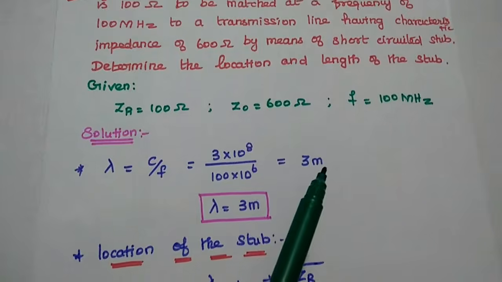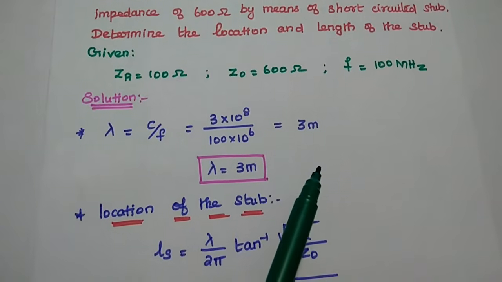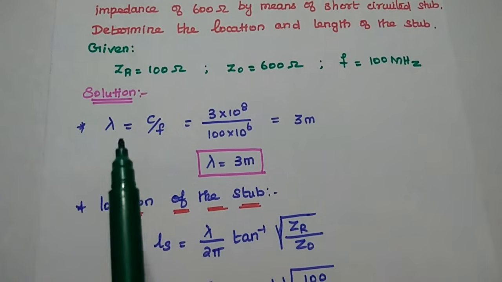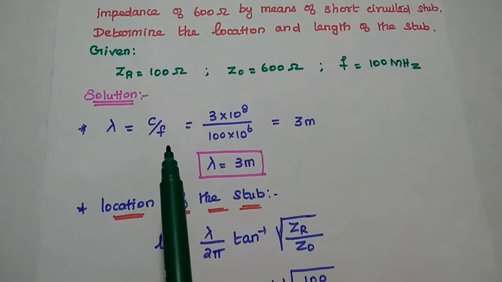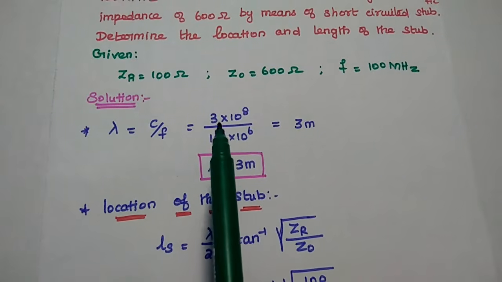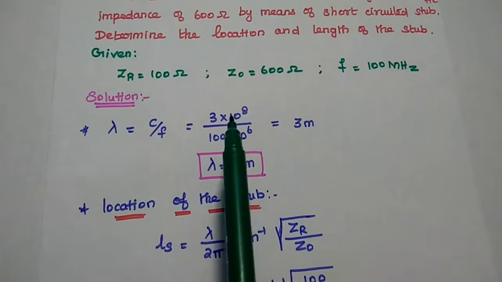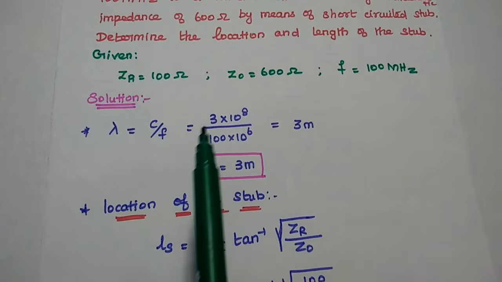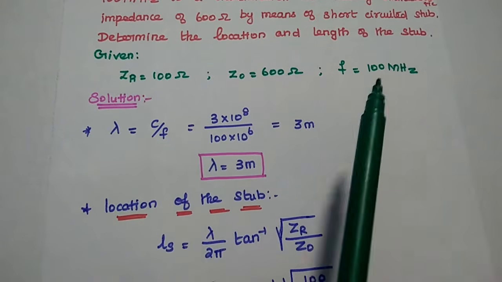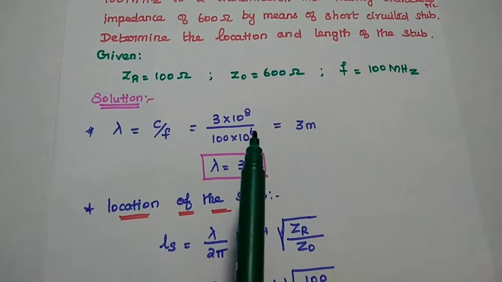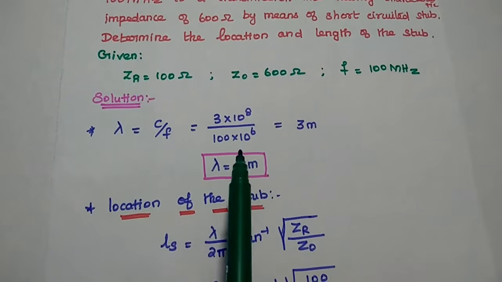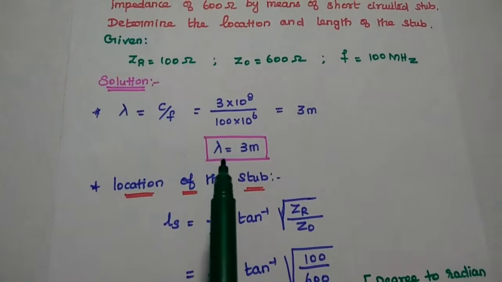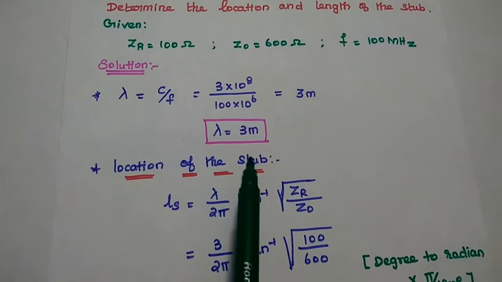So in the solution part, first we have to find out the wavelength. Lambda is equal to c by f. So here c value is 3 into 10 to the power 8, that is the velocity of light, divided by f value, which is 100 megahertz. So mega means what? 10 to the power 6. From this we can get the wavelength lambda is equal to 3 meter.